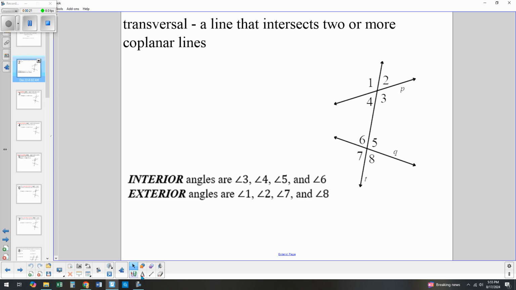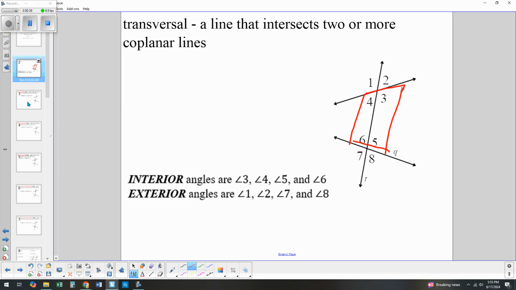Anything between the two lines is considered the interior, and anything outside of those two lines is considered the exterior. So if I box off these two lines, any angles happening inside are interior angles, like 3, 4, 5, and 6, and anything outside these lines are the exterior, like 1, 2, 7, and 8.